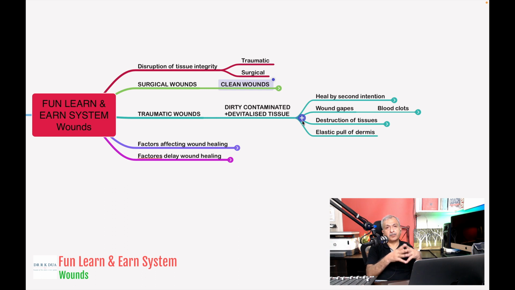So we have to completely remove the dead devitalized tissue from the margin and the depth of the wound first. Second, we have to wash the wound with copious amounts of saline so that any foreign particles and dust are removed. And then we have to look at the margins of the wound. If they are not oozing, that means dead tissue is there. We have to remove the dead tissue from the margins so that the margins are copiously oozing with fresh blood. So this wound heals by second intention.